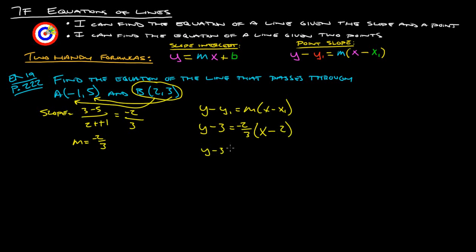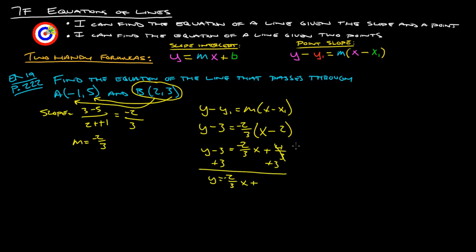So we get y minus 3 equals negative 2/3 times x is just negative 2/3 x. Negative times a negative is positive. 2 times 2 is 4/3. So then we can just add 3 to both sides, and we can be done. So y equals negative 2/3 x plus 4/3 and 3.